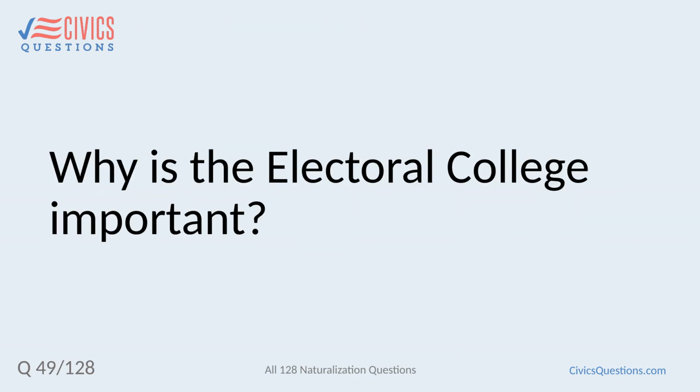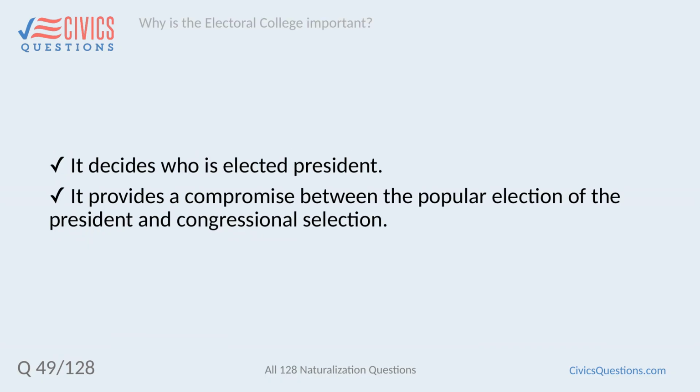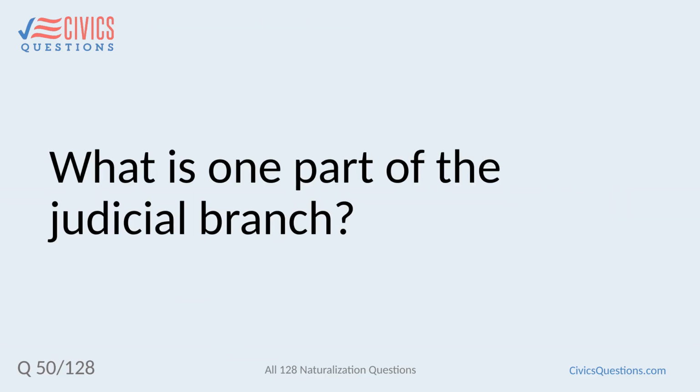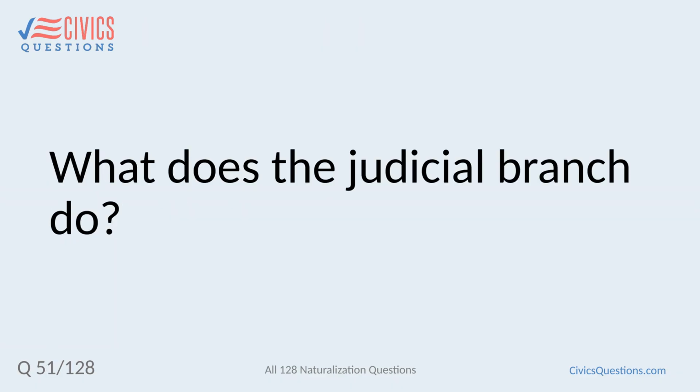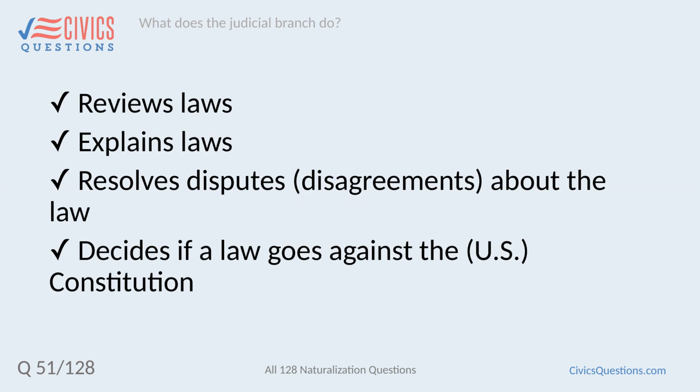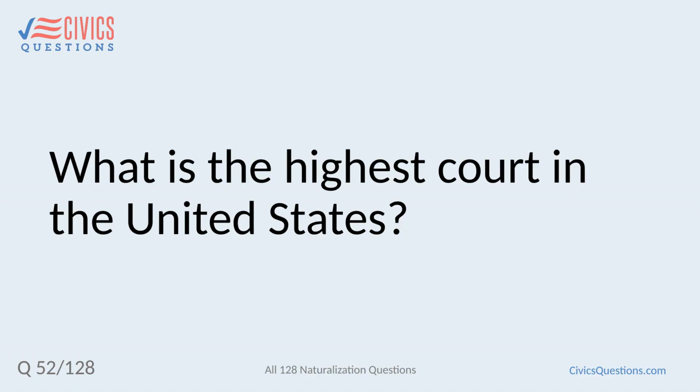Why is the Electoral College important? It decides who is elected president. It provides a compromise between the popular election of the president and congressional selection. What is one part of the judicial branch? Supreme Court, federal courts. What does the judicial branch do? Reviews laws, explains laws, resolves disputes, disagreements about the law, decides if a law goes against the U.S. Constitution.